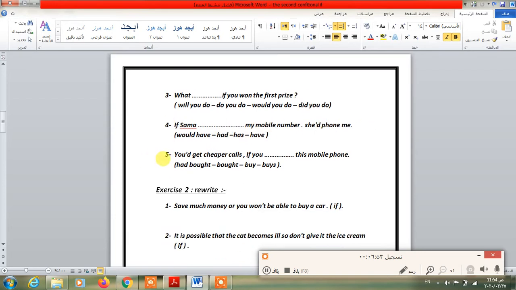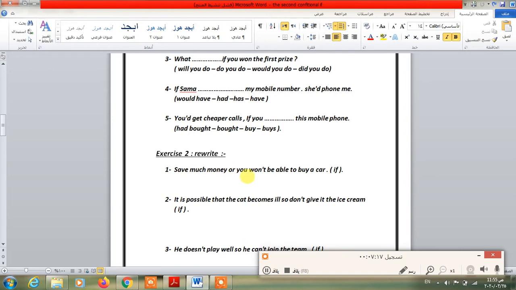Number 5: you'd get cheaper calls if you bought this mobile phone. I have would plus infinitive, so I need a past simple of buy. Excellent, it is bought. You would get cheaper calls if you bought this mobile phone. Exercise number 2: rewrite these sentences using the words between the brackets.